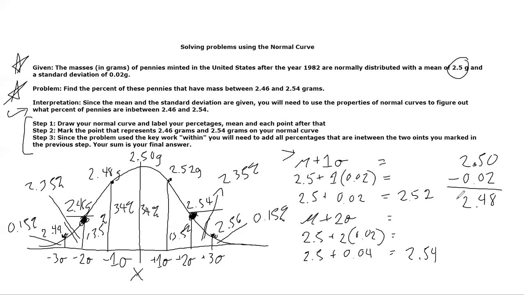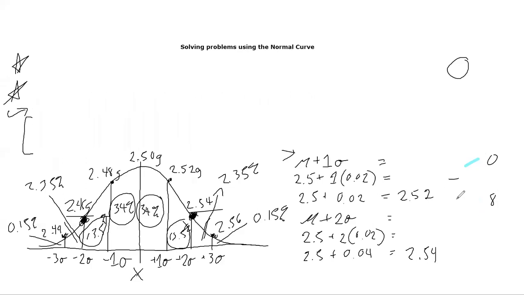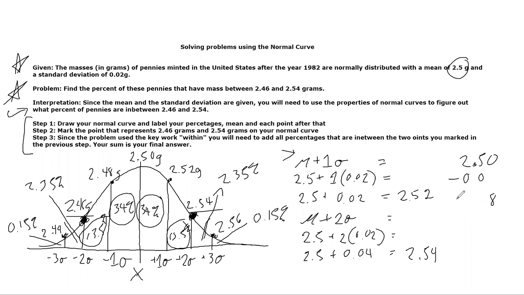Since the problem used the keyword within, you will need to add all the percentages that are in between the 2 points you marked in the previous step. Your sum is your answer. Man, I need to fix that, I did not spell correctly. So what that means is we're going to add the percentages. This is 13.5 plus 34 plus 34 plus 13.5. I don't go past those two that I marked. Since they said within, I want the percentages that are inside. I'm going to add all those up. So let's go ahead and make some room.